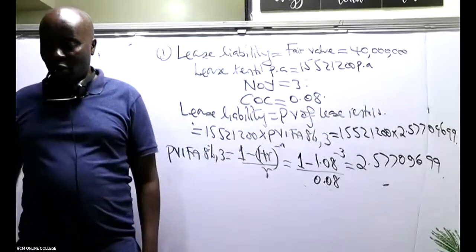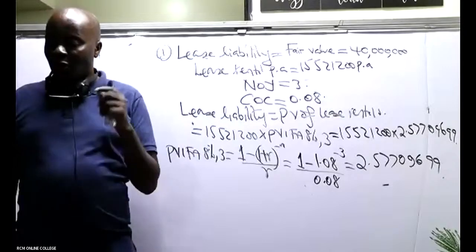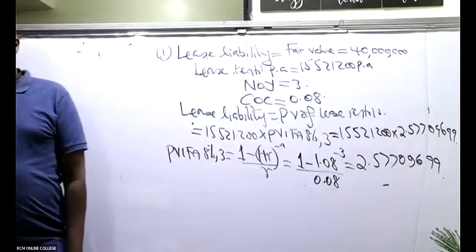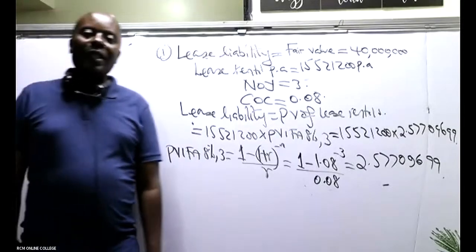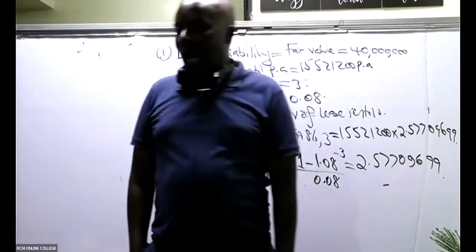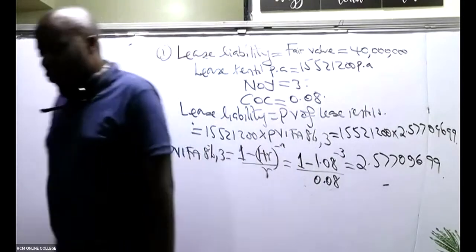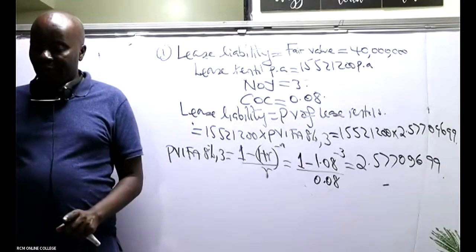Is there somebody who is able to confirm? It may be 39, blah, blah. It's going to be very close to 40 million, which confirms that whenever the fair value of an asset is given, then that will be the lease liability.